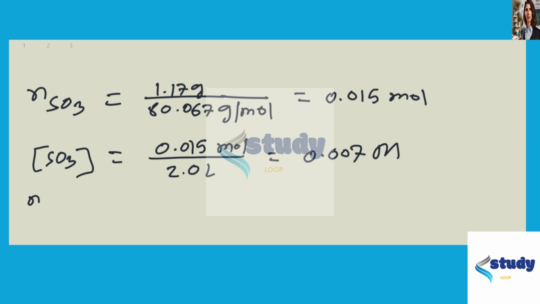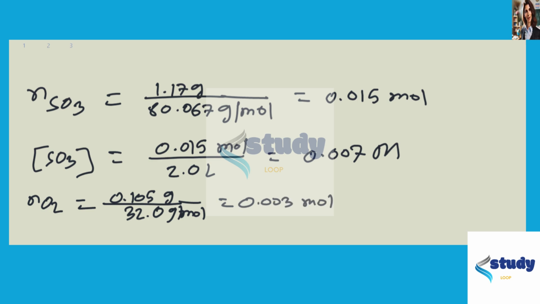Similarly, we can find the number of moles of oxygen by dividing the equilibrium mass of oxygen, which is 0.105 gram, by the molar mass of oxygen, which is 30 gram per mole, and this gives us 0.003 mole. Again, dividing this by the volume of 2 liter, we get the equilibrium concentration of oxygen as 0.0015 molar.